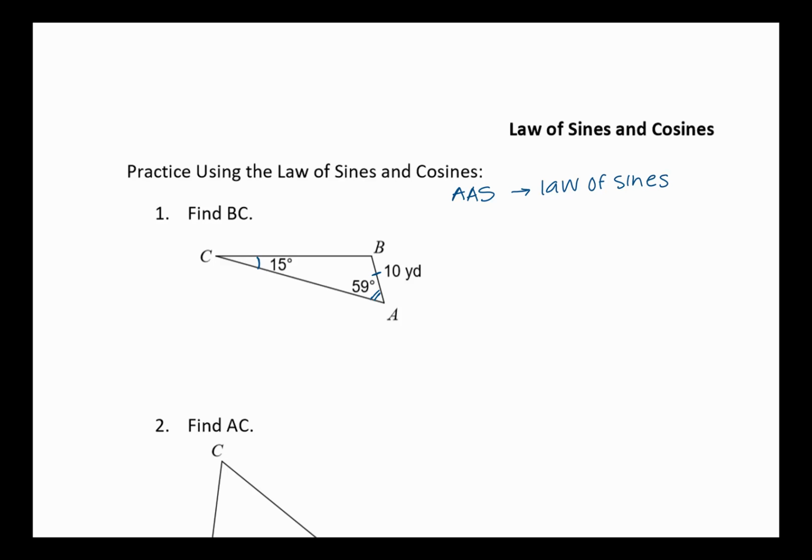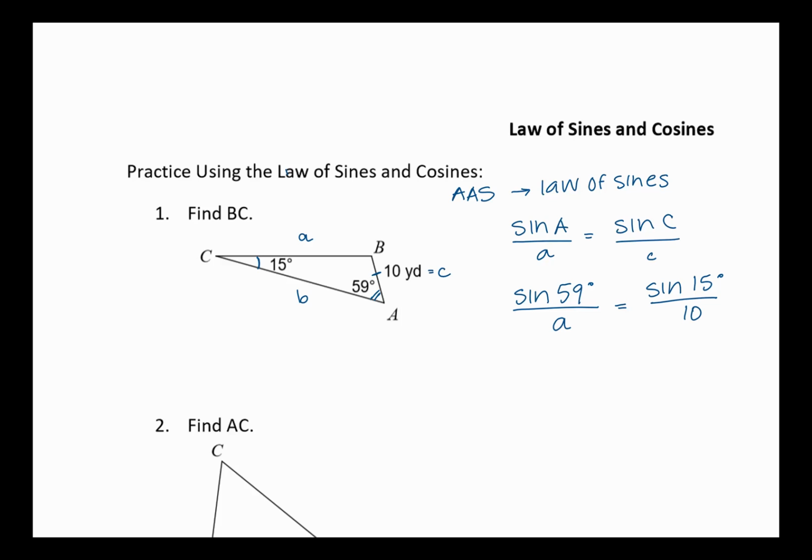So I like to use the letters that are here. I'm looking at BC, we're going to call that little a, and across from the 15, that's going to be little c, and then this one will be little b. So it looks like I have information about a and c. So I'm going to use the fact that, really we'll just use letters first, the sine of A over a equals the sine of C over c. So we'll use sine of A, so A is 59 degrees, over little a, which we don't know, is equal to the sine of C, which is 15 degrees, over little c, which is 10.